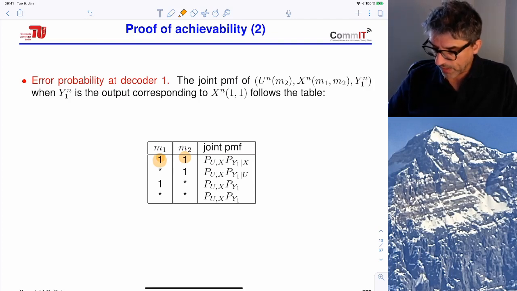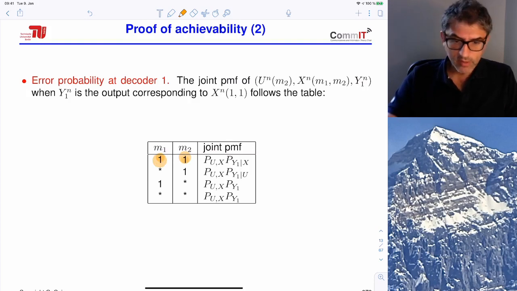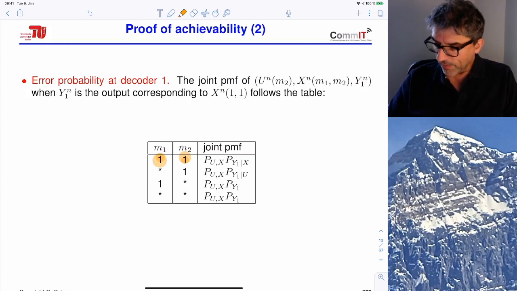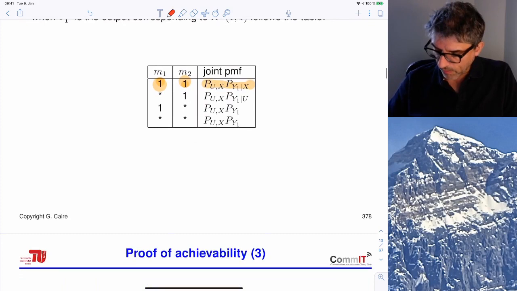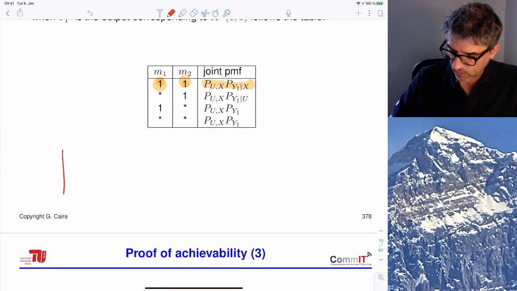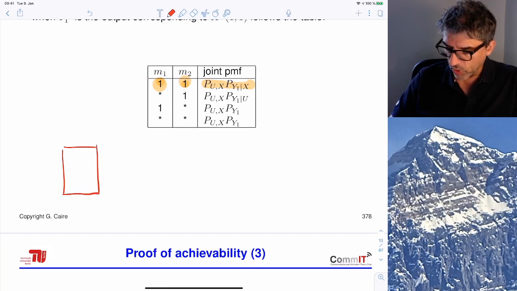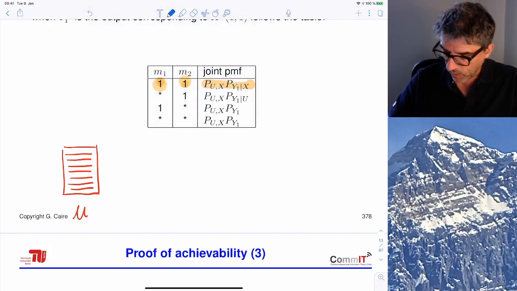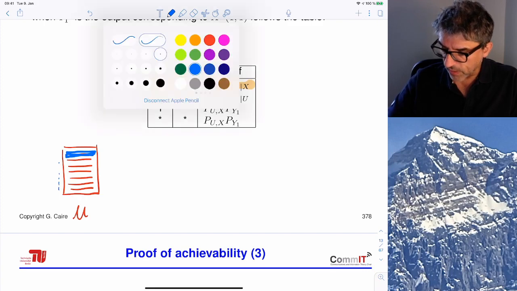Well, when we pick the actual transmitted messages, the joint distribution is the distribution with which we have generated those sequences, which is the joint distribution P_UX and then P_Y1 given X. So this one. Remember always what we are doing here, just to be sure. We have the codebook U, and those code words are independently generated. The first code word is the transmitted one, and all the others are independent, distributed in the same way, but independent.